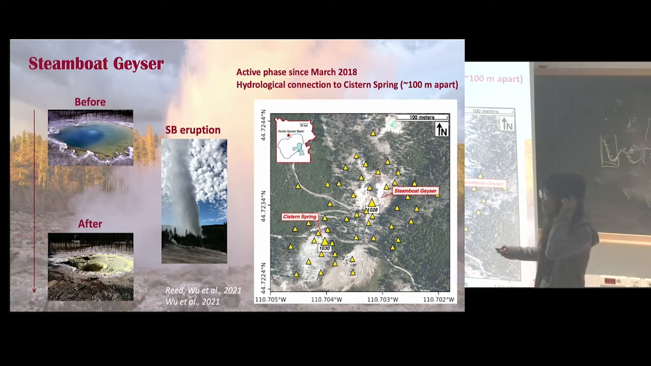Before Steamboat eruption, the spring is full. After the eruption, you don't see the water on the surface anymore. And the water will gradually refill until the next eruption. And the pattern has persisted for decades. And here is Steamboat. Here is the spring. Here is the array that we put in 2018.